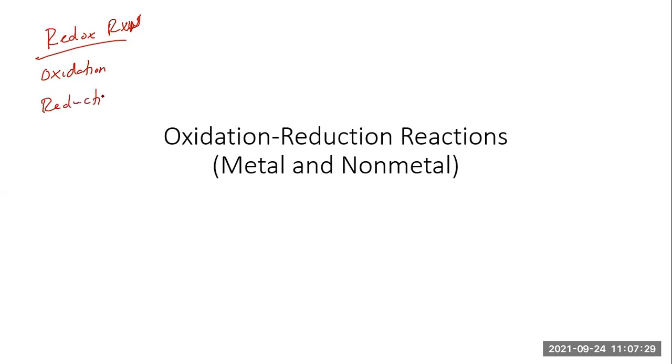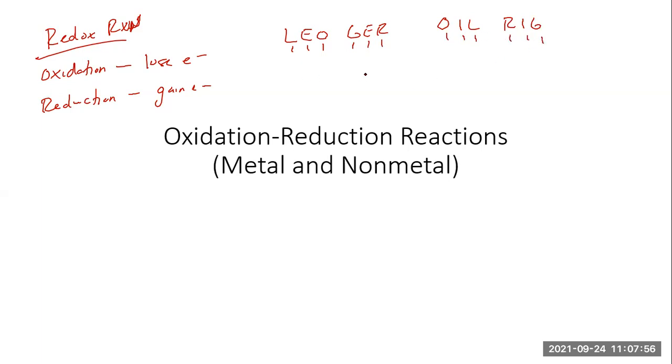And really what those mean is oxidation means something loses electrons. Reduction means something gains electrons. People sometimes remember this by going Leo the lion goes grr. Loss of electrons, oxidation, gaining of electrons, reduction. Some people are fond of the oil rig. Oxidizing is losing, reducing is gaining. So you could choose either one there if you like.